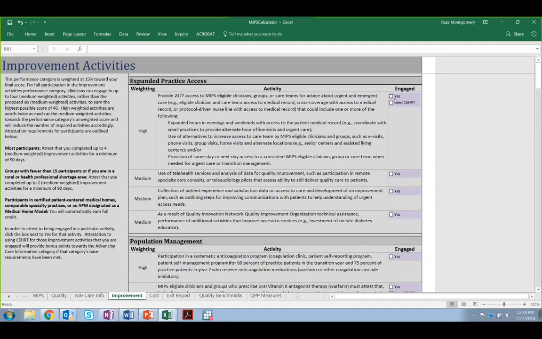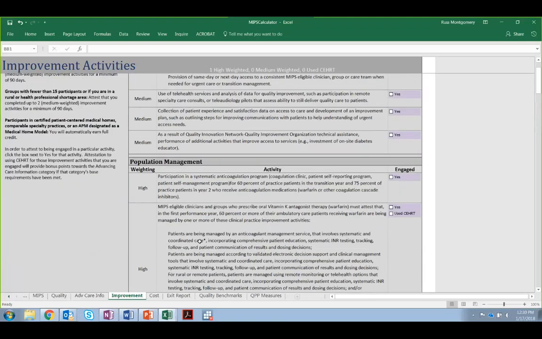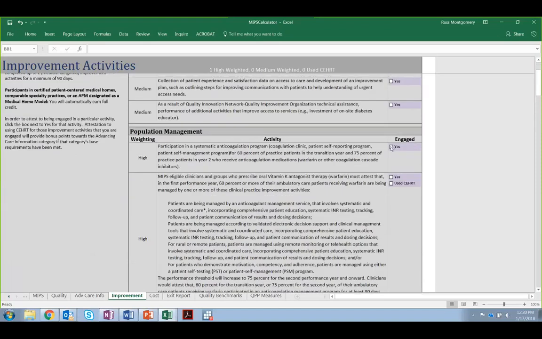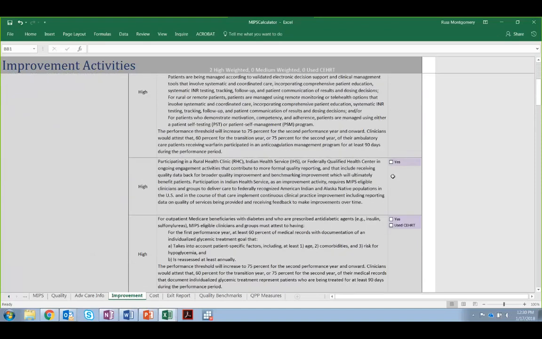But just to show you how it works, these are organized into categories: expanded practice access, population management. You can see here they're weighted at different levels, and then you just click the check boxes for which ones that you are participating in and which ones you're choosing to report.